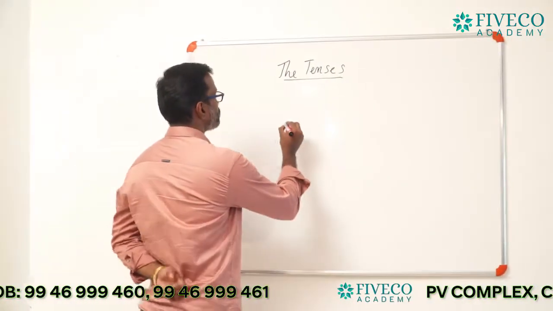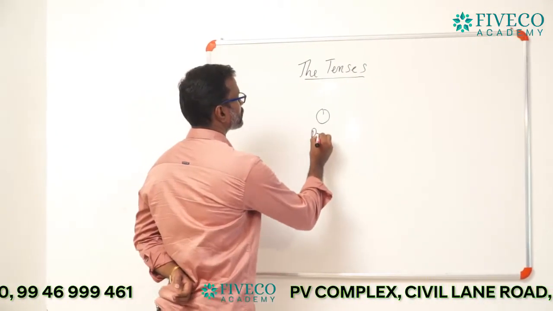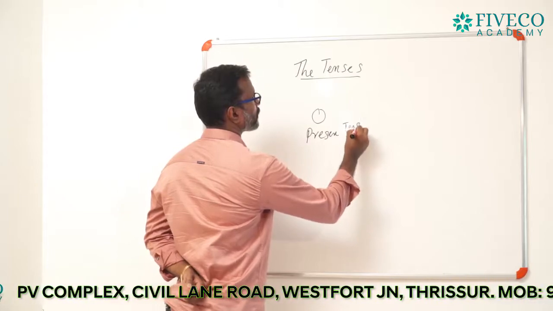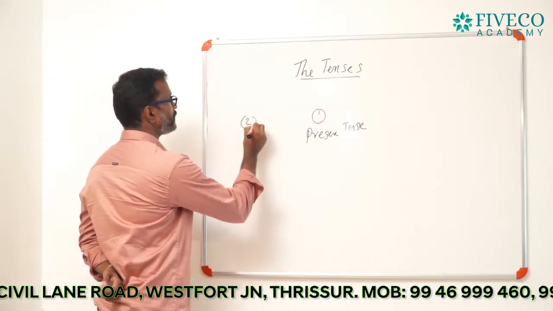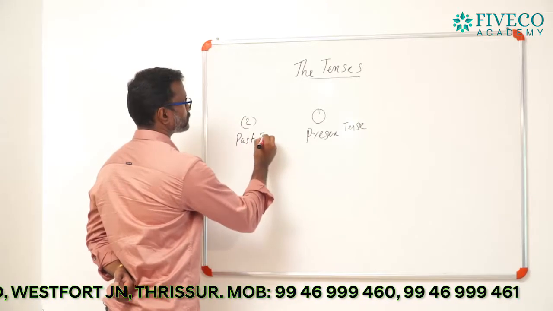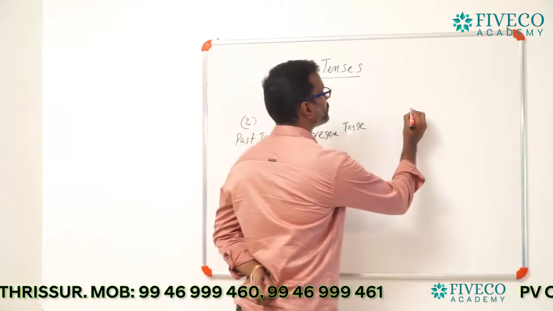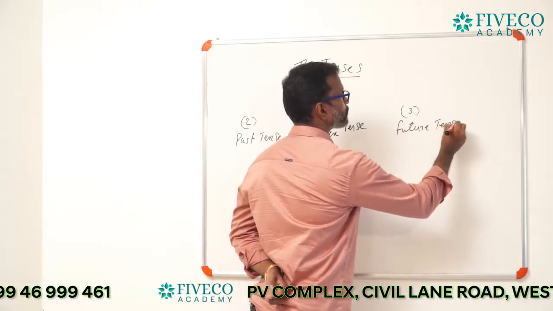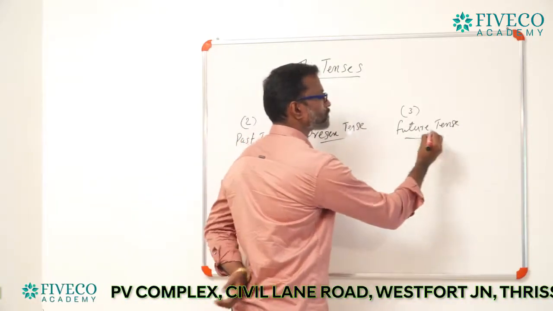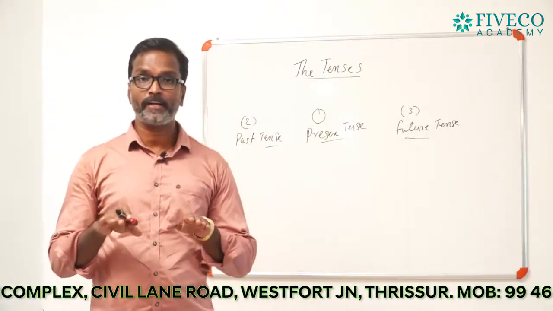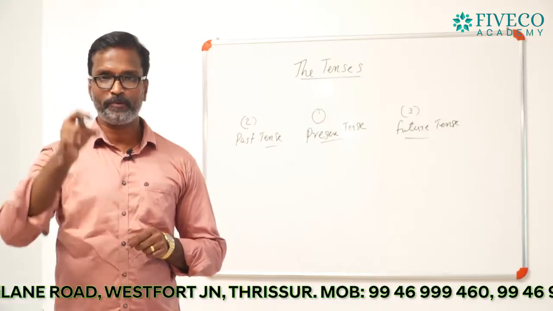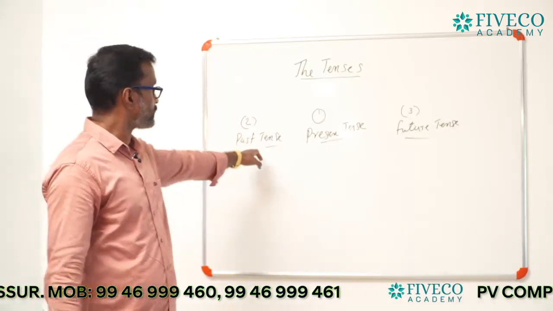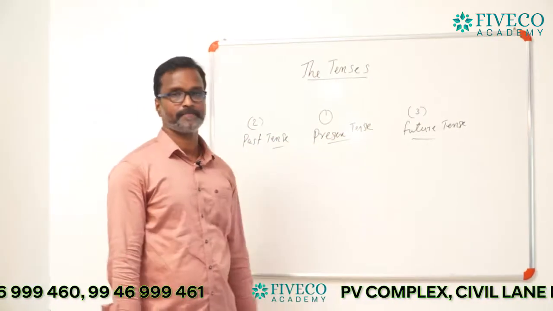The first one is present tense. And the second one is past tense. And the third one is future tense. My students, it has got an order. You have to say present tense first, the second one is past tense, and the third one is future tense.